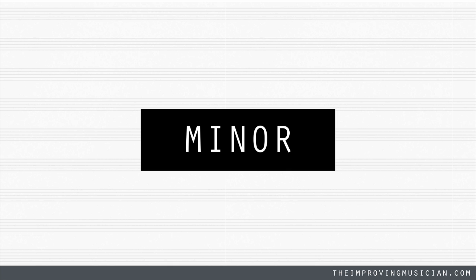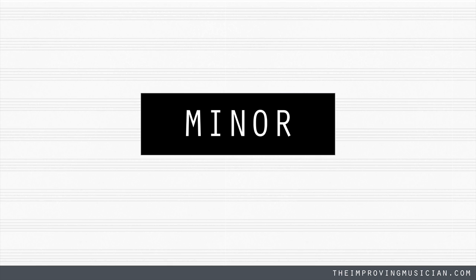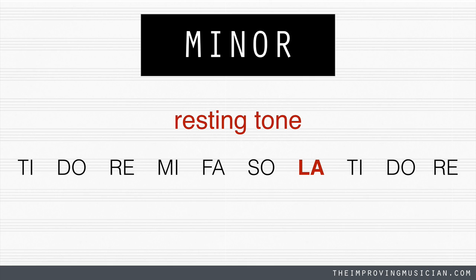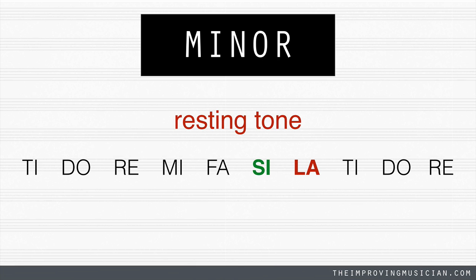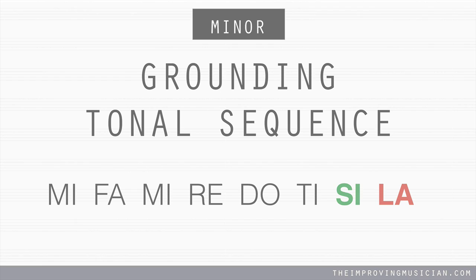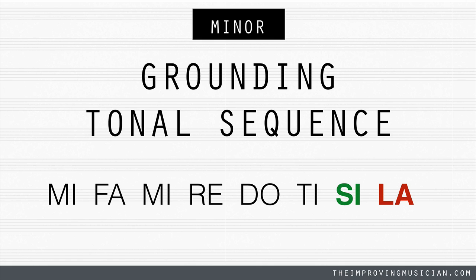Harmonic minor tonality. Like Aeolian, harmonic minor has a resting tone of La. However, in harmonic minor tonality, often simply referred to as minor tonality, we raise the Sol to Si to give us a leading tone. La, Si, La. Therefore, our grounding sequence is Mi, Fa, Mi, Re, Do, Ti, Si, La.